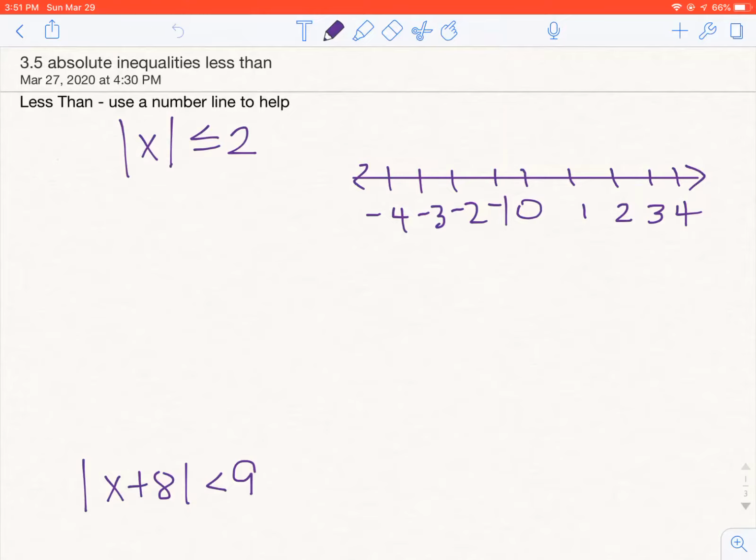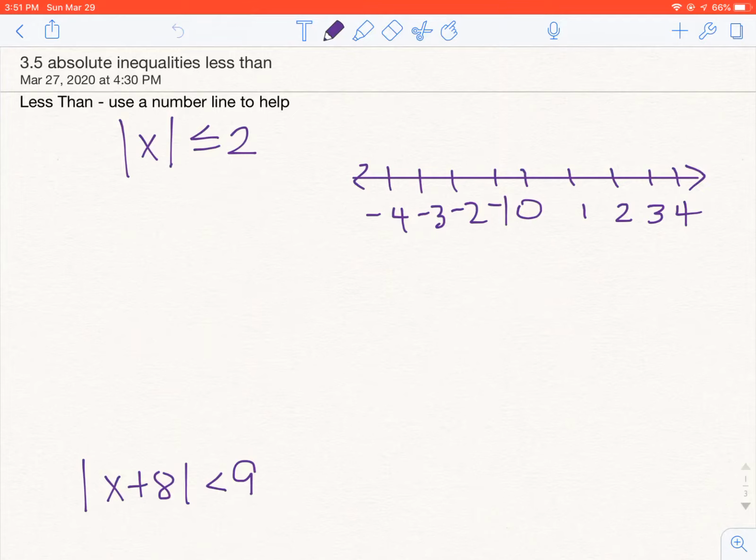I think I've got the last two videos this afternoon. Not that you know it's afternoon, but 3.5 with absolute value inequalities. And the first one's going to be just less than. So I look at this, and how do I do the absolute value of x is less than or equal to 2? Well, sometimes it helps to use a number line.